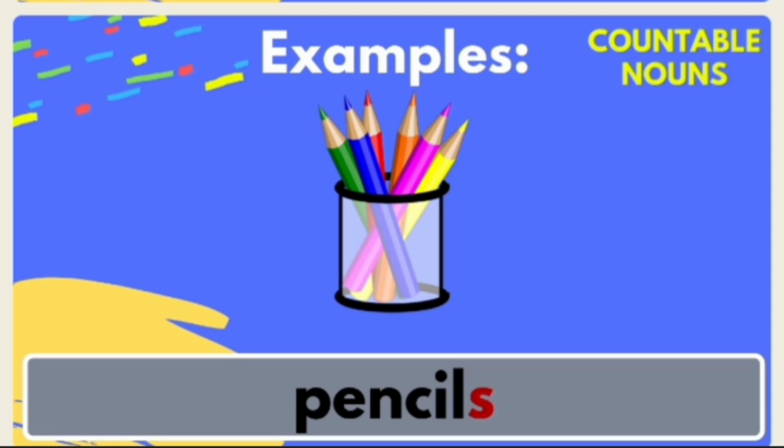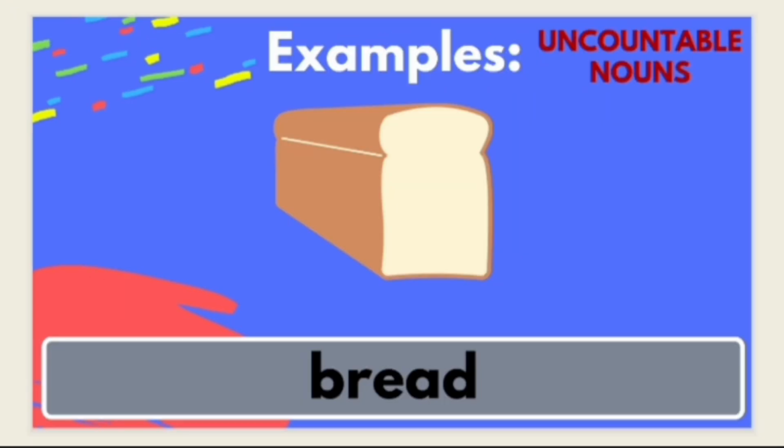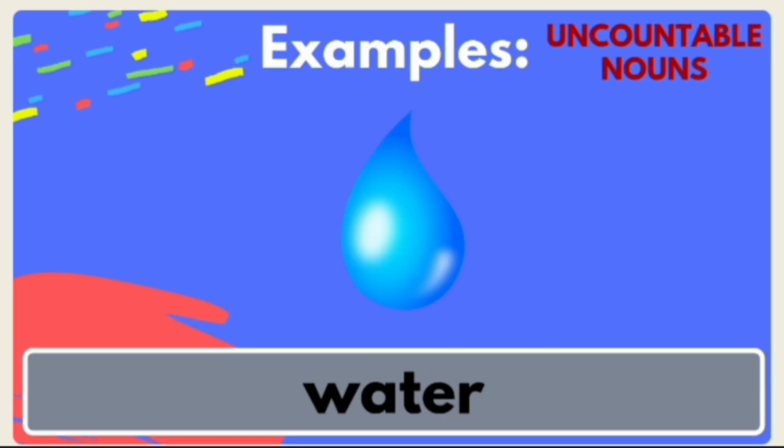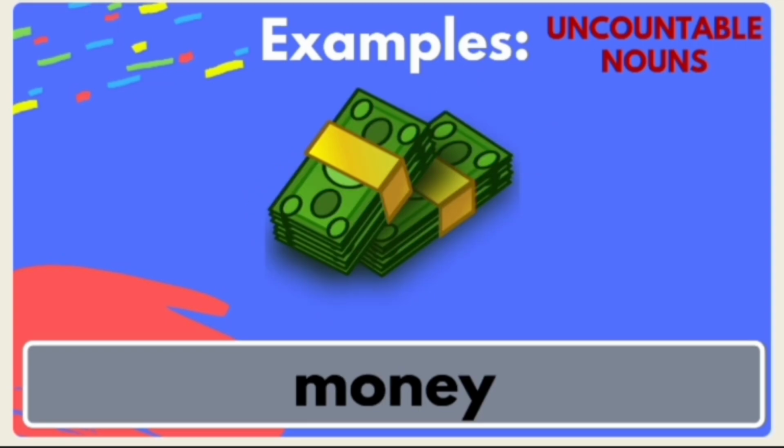Uncountable nouns. Uncountable nouns refer to things that can't be counted. Example: paint. Examples of uncountable nouns: bread, water, rice, money.